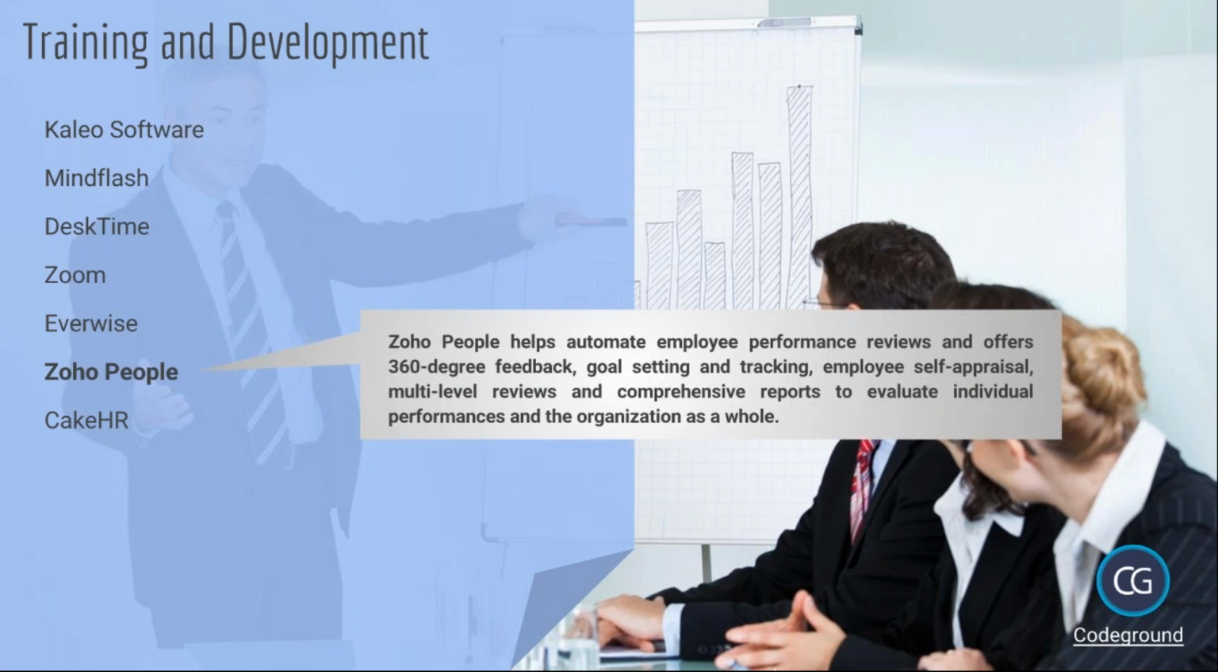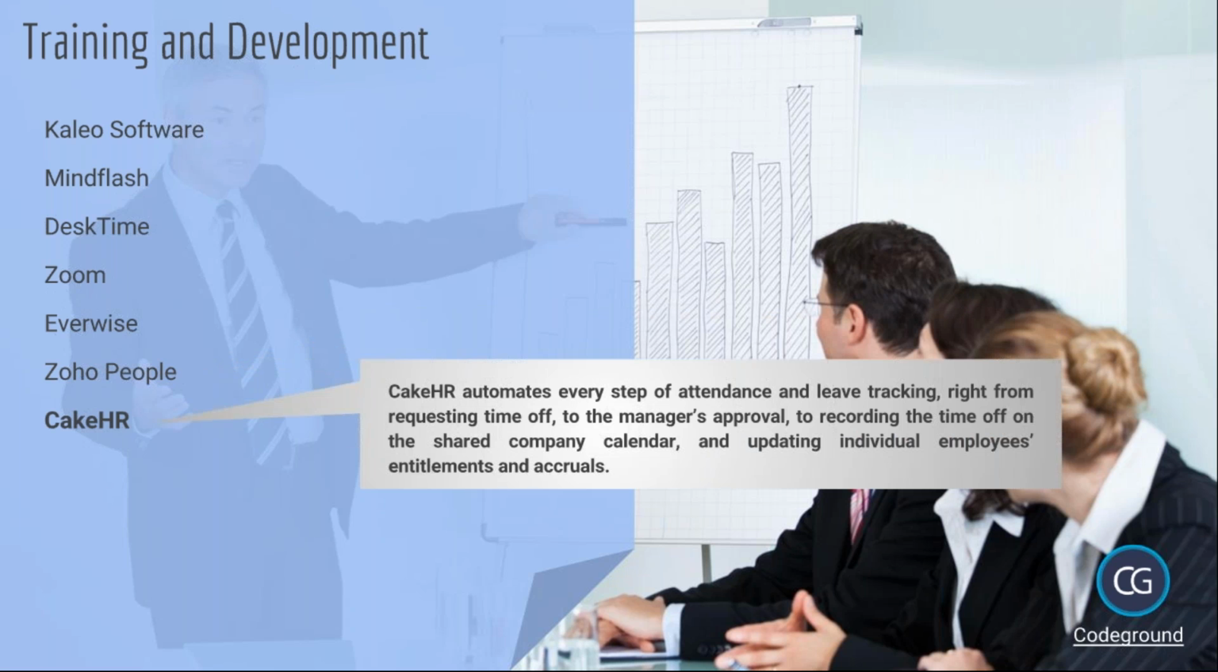Then you have Zoho People. So Zoho People helps automate employee performance reviews and offers 360-degree feedback, goal setting and tracking, employee self-appraisal, multi-level reviews, and comprehensive reports to evaluate individual performances.